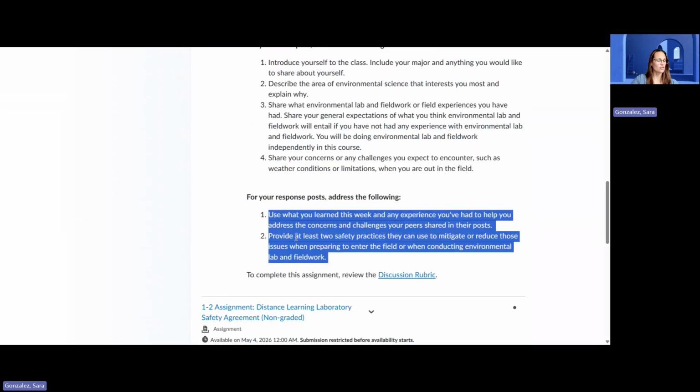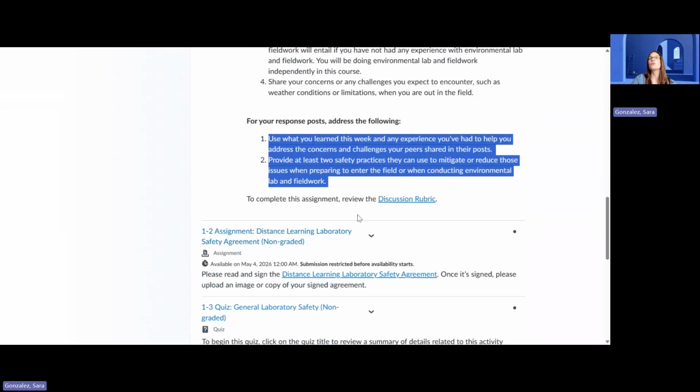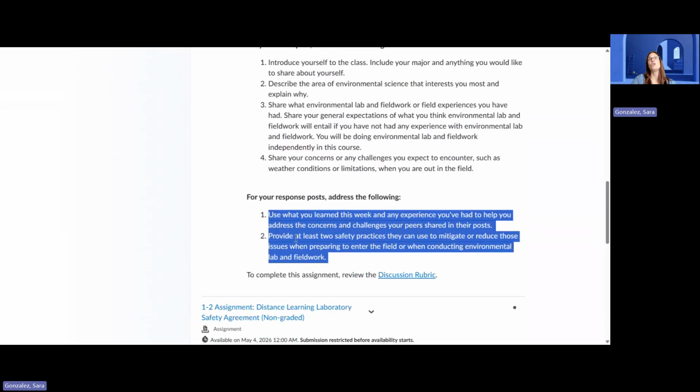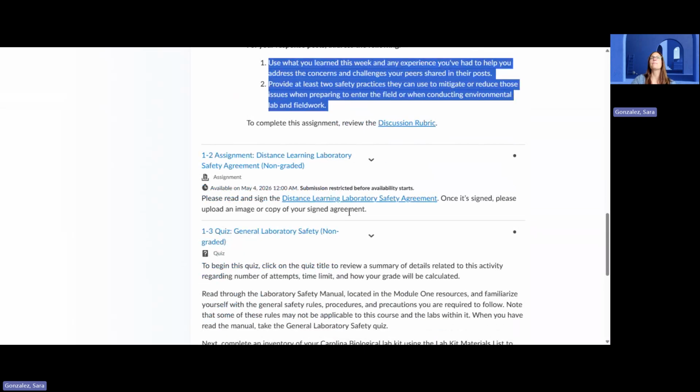And this is what you're going to use for your 2 follow-up responses. You're going to use what you learned and add any experience you've had to help you address your concerns. And then maybe you can help your classmates by providing 2 safety practices that they can use in the field as well. So again, your initial post is due on Thursday, your 2 follow-up responses due on Sunday.